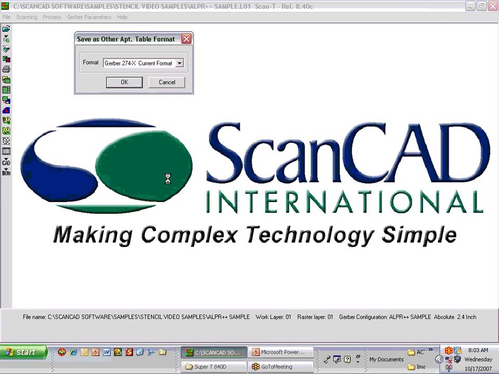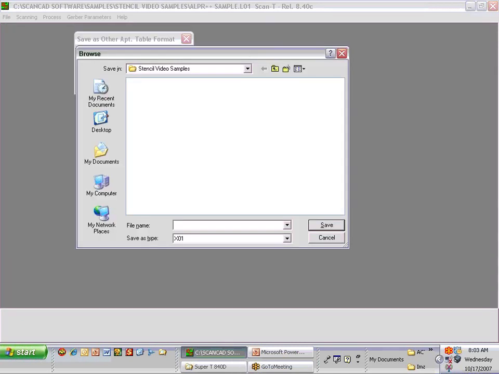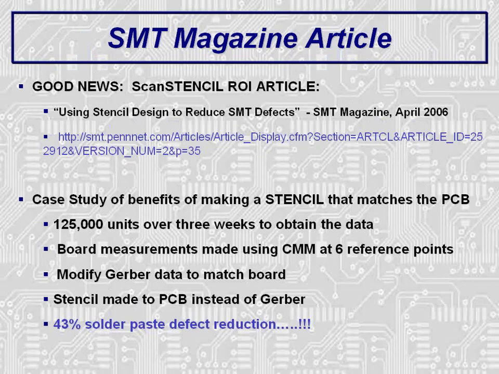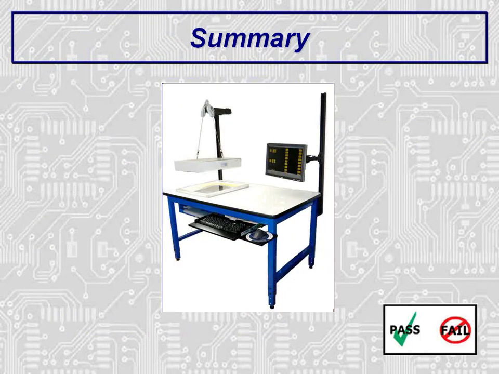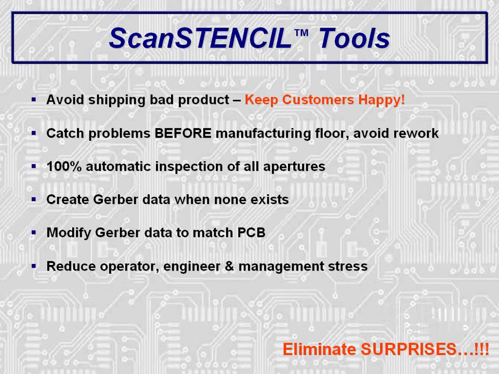We will now step back to the PowerPoint presentation. Okay, so in summary, ScanSTENCIL inspection, process control, and data creation tools can be used to maintain excellent customer satisfaction by shipping good stencils and screens, avoid stencil and screen problems which can cause significant rework and scrap, create or modify Gerber data as needed, and reduce the stress within your organization by eliminating surprises.